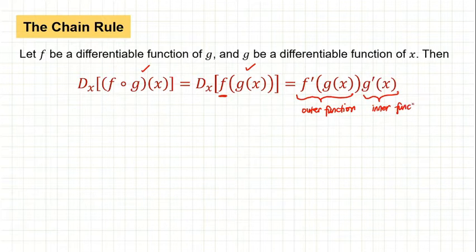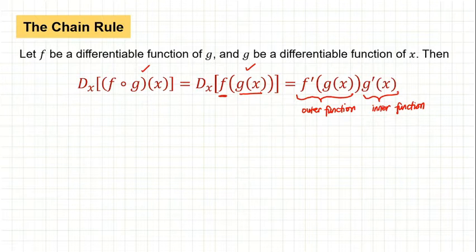So as you can see here, there is composition of functions na naganap. So our inner function is si g of x. Siya yung pinasok natin sa f. So therefore, if you are going to differentiate these types of functions, you will first differentiate the outer function as a whole. Okay, like what we are doing sa mga basic differentiation rules, then we will multiply it by the derivative of the inner function.